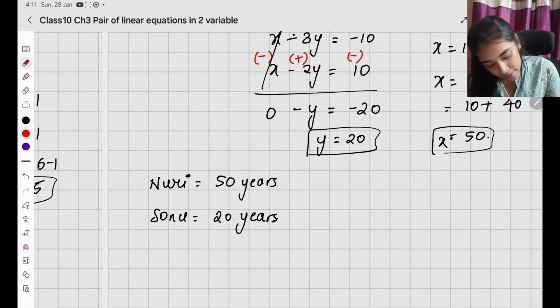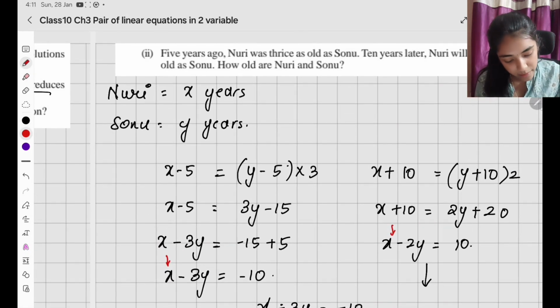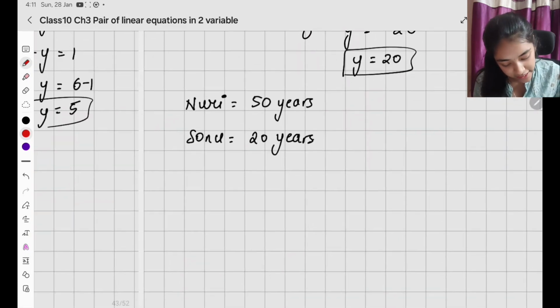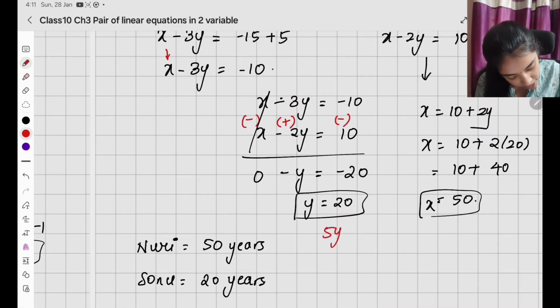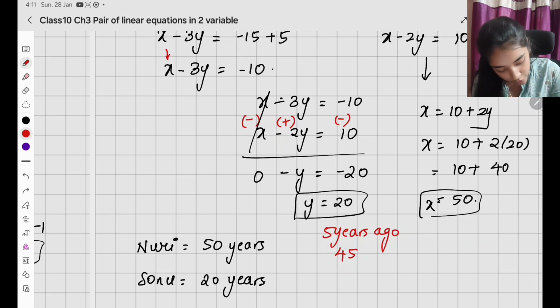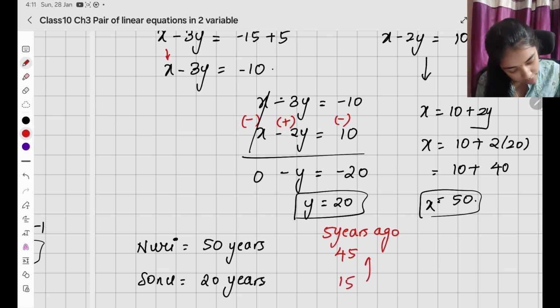How can we check this, Noori and Sonu? First what did we see? 5 years ago, 3 times. So 5 years ago, how were they? 5 years ago both of them were 45 and 15. So we see that 15 into 3 times. So they were 3 times.